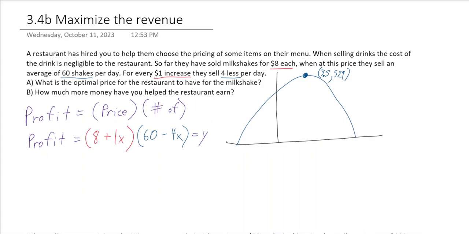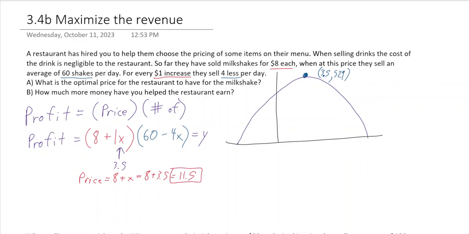Now, it says, what is the optimal price? So we haven't actually found the optimal price, have we? We have found an x value. We need to plug that x back into our red equation here. So to find the optimal price, we'd go price equals 8 plus x, or 8 plus 3.5 in our case. So it is 11.5. So this is the price.